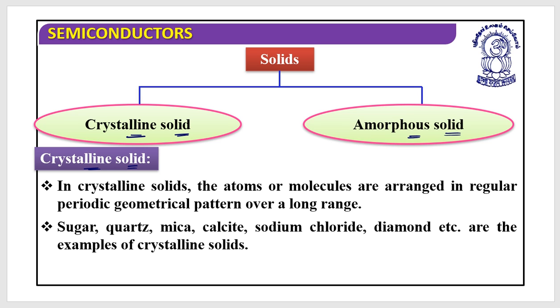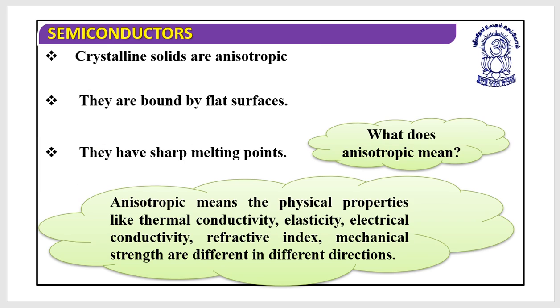When we say crystalline solids, the atoms or molecules are arranged in a regular periodic geometrical pattern over a longer range, such as sugar, quartz, mica, calcite, sodium chloride, or diamond, etc. All these are examples of crystalline solids.